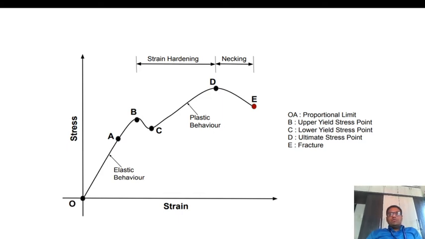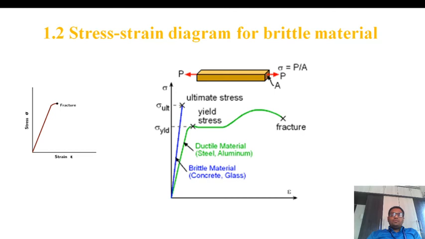So these are the 5 important points on the stress versus strain diagram for ductile material. Point O is the origin, the starting point. Point A is the elastic limit. Points B and C are the upper and lower yield points. Point D is the ultimate point, and the last point E is the fracture at which the rod will fail into two parts. So this is the stress versus strain diagram for ductile material.